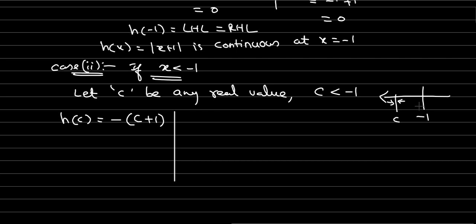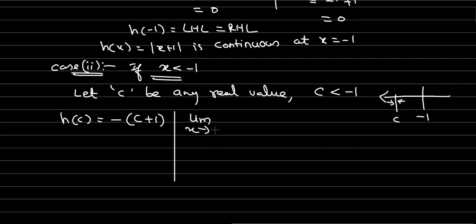If x is less than minus 1, we have only one function. So for the left hand limit also, in place of h of x, we are going to substitute minus of x plus 1 only. Similarly for the right hand limit. Since it's the same function, the result is going to be the same. So instead of finding the left hand limit and right hand limit separately, we can find them together.